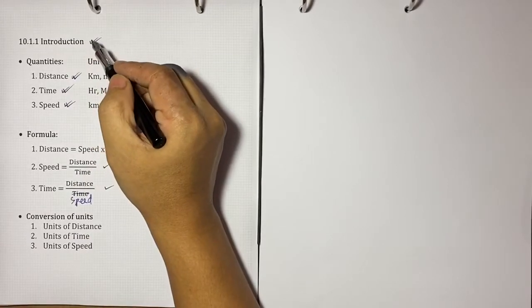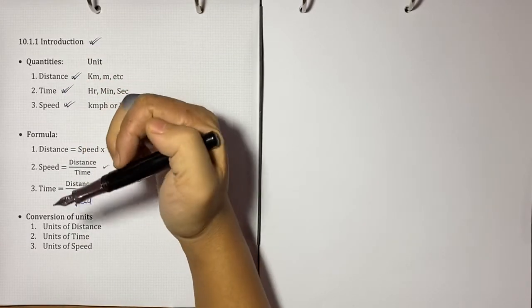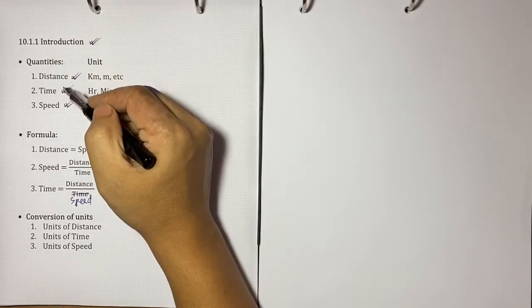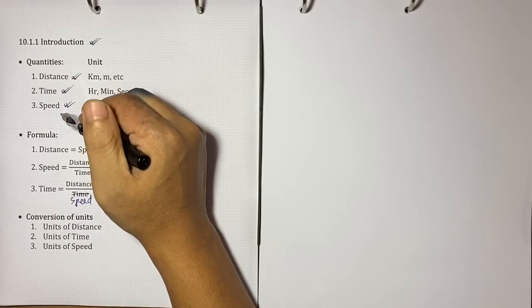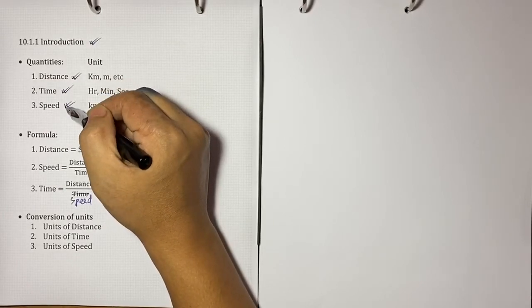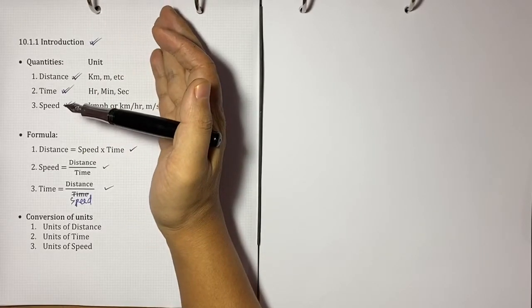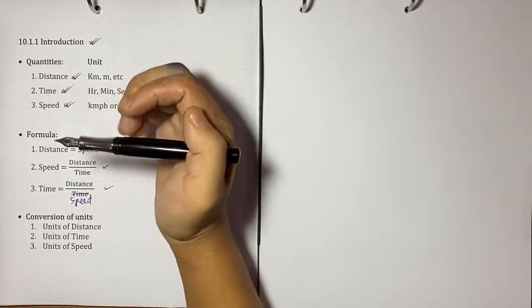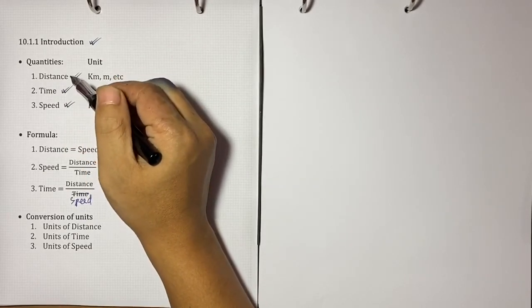Topic number 1, Introduction. Quantities. In this chapter we will be discussing three quantities: distance, time, and speed. The entire chapter we will be discussing only these three quantities.